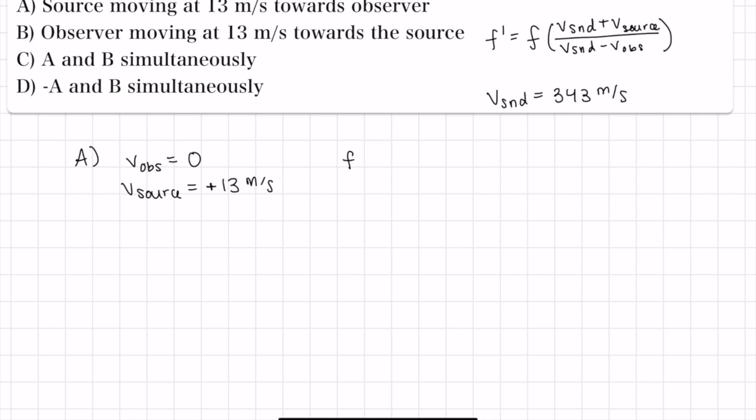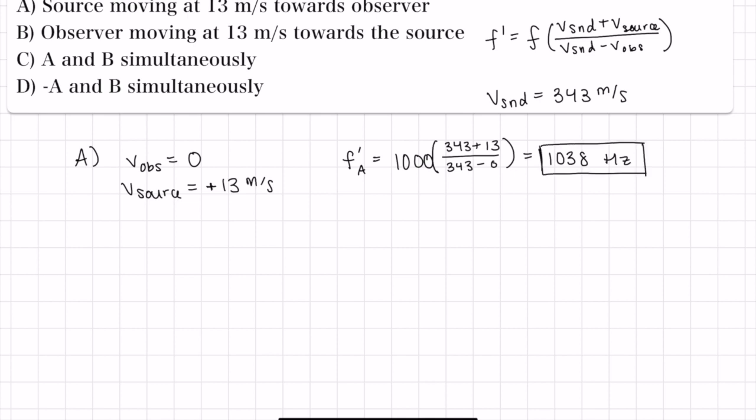And I'll call this frequency F prime A since it's for this first situation. We have 1000 times (343 plus 13) over (343 minus 0). I forgot a 0 on my 1000. And this is going to give me 1038 when I round it. This matches what we expect, because we should expect the frequency that we hear to be larger since the source is moving towards us.